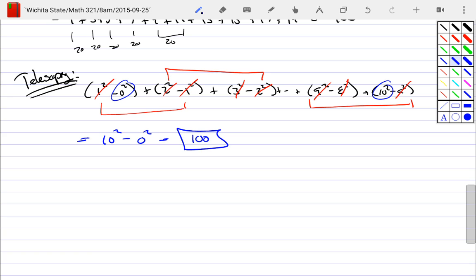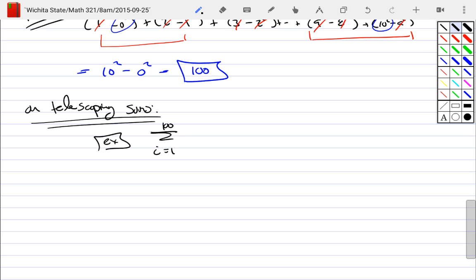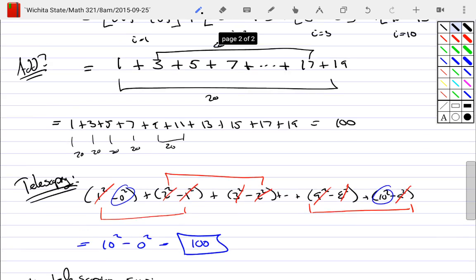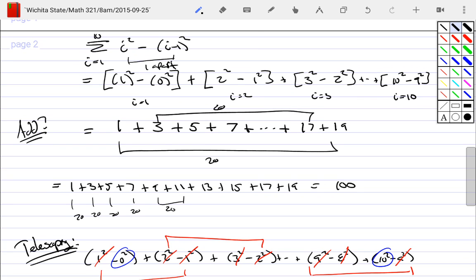What happens on telescoping sums, for any sort of telescoping sum? What you'll notice is if I would have, say, the sum from i equals 1 to 100 of 1 divided by i plus 1 minus 1 divided by i minus 1. These are the same thing, but how far apart are they? These are 2 apart. If I went back to this problem, how far apart are these? They're 1 apart, right? What did I notice? They're 1 apart.